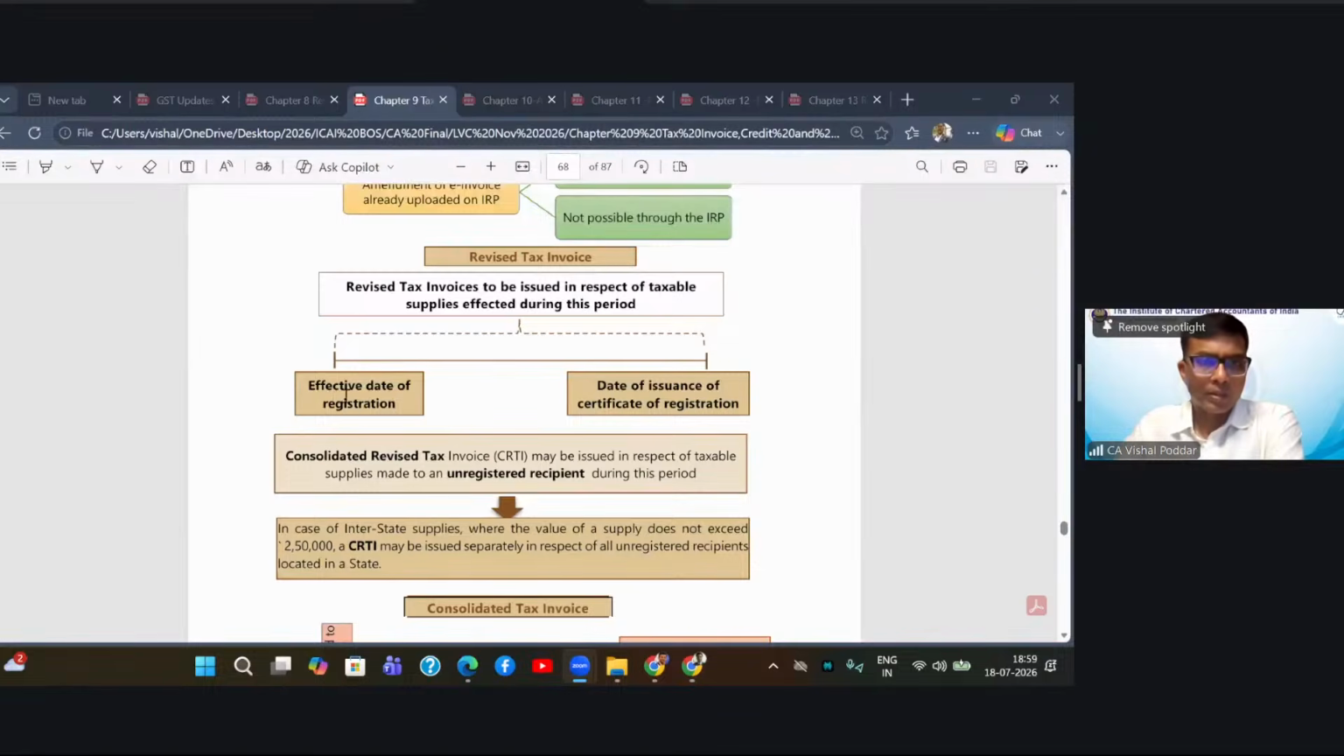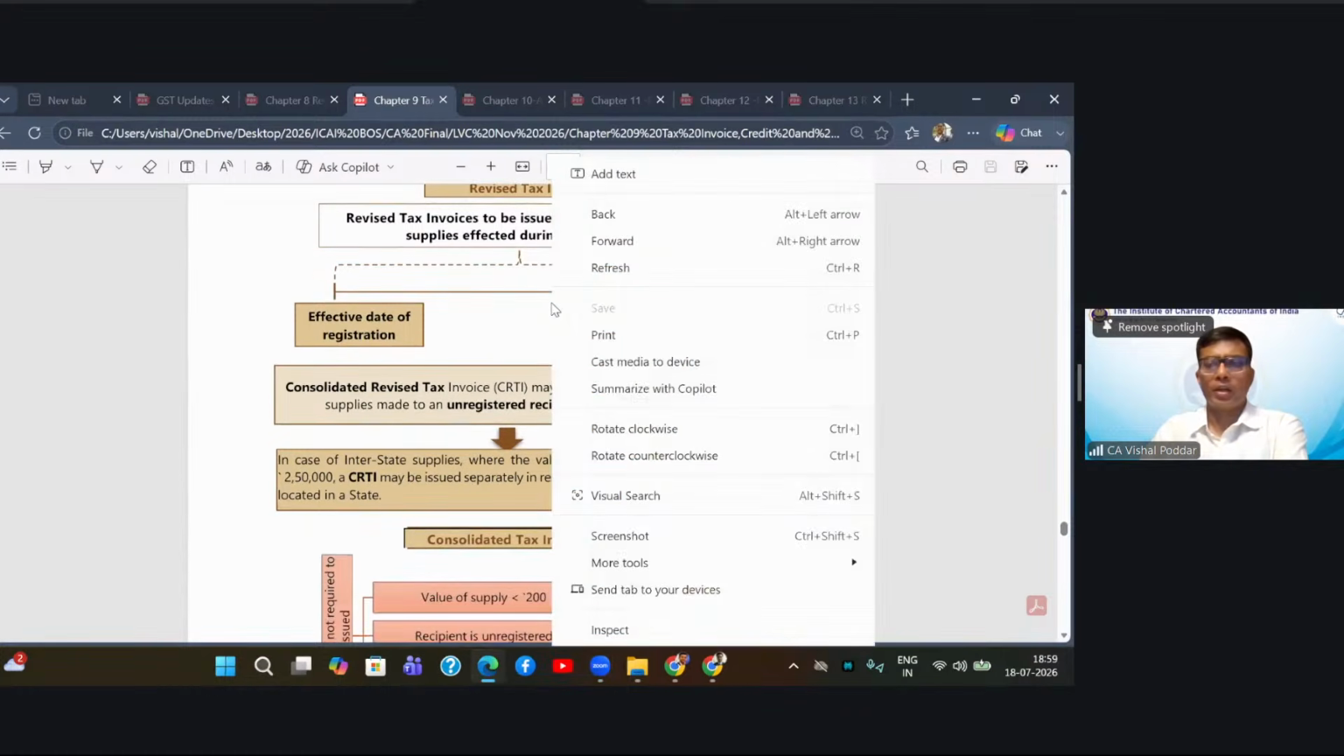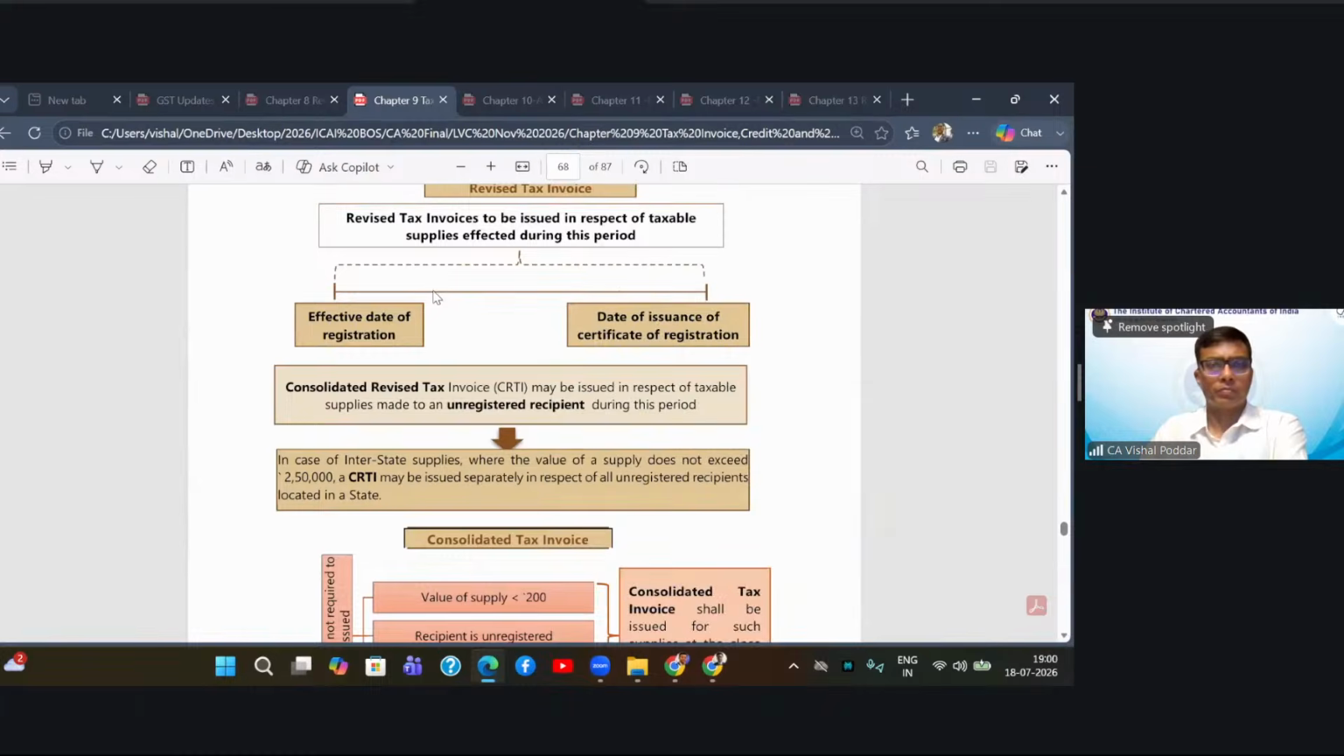So between this date, 18th of July in my example, up to 25th of September, whatever supplies I have made, I have given them a non-tax invoice because I do not have the number. But in future, whenever I get the number, I will change those invoices and give them a proper revised tax invoice in respect of whatever supplies I have made during this period. Is this clear to all?